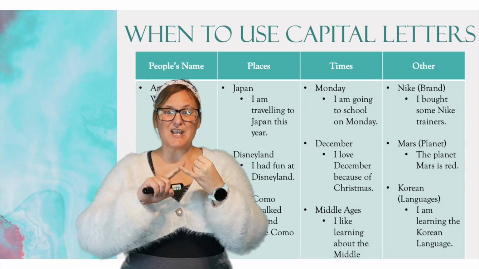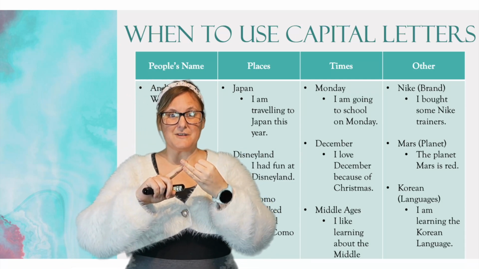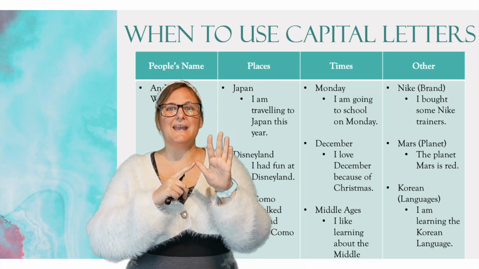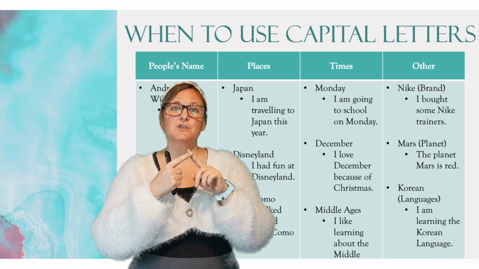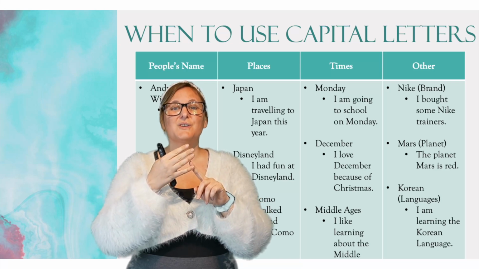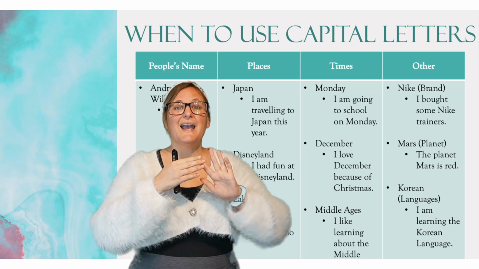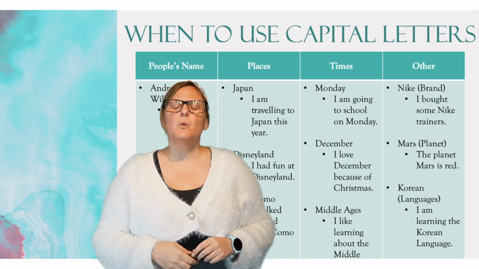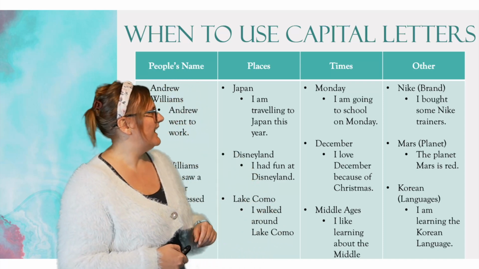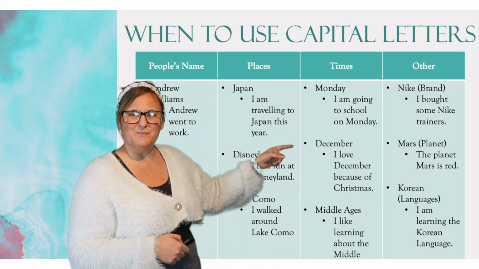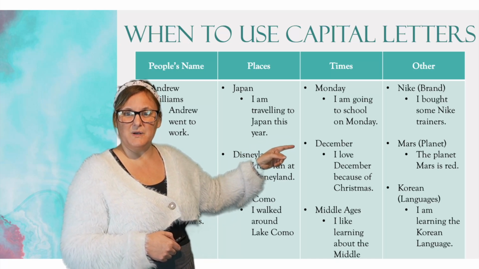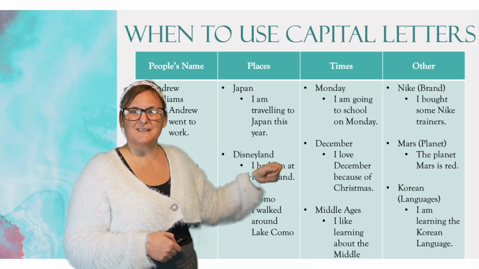Then we have our months. So January, February, March, April, May, June, July, August, September, October, November and December will all start with capital letters. Let's look at our example. December. I love December because of Christmas.